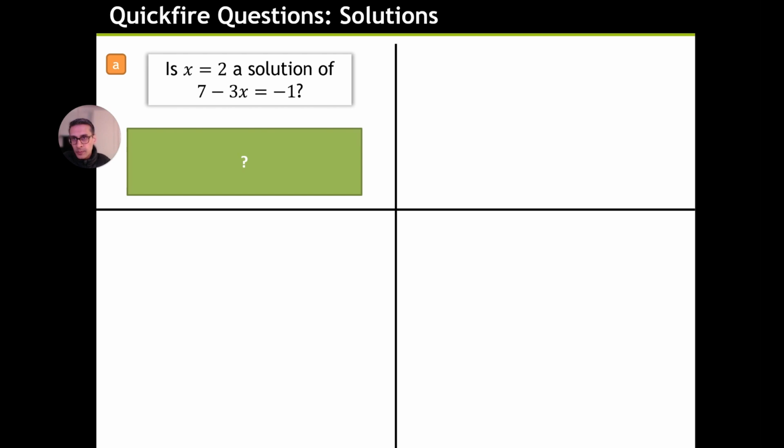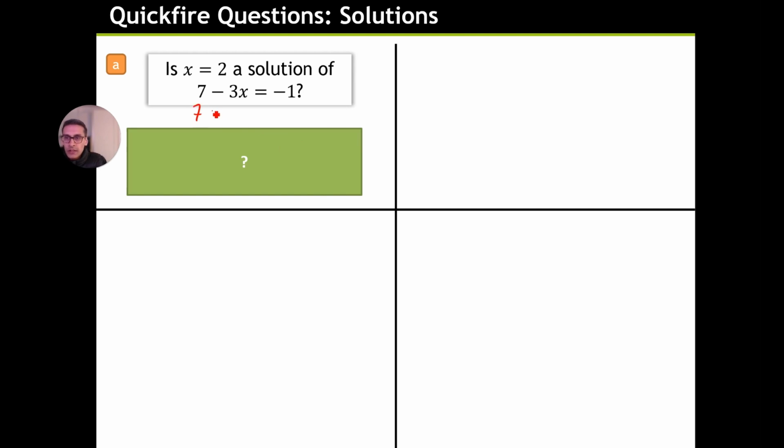Now, pause the video and decide for the next 4 questions, is the value given a solution to the equation given? So if x equals 2, is it a solution to this equation? So substitute and have a go. So I'm going to go through it now.